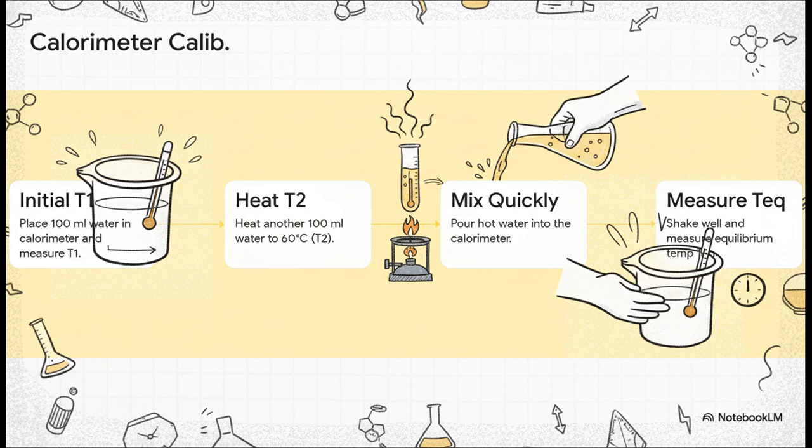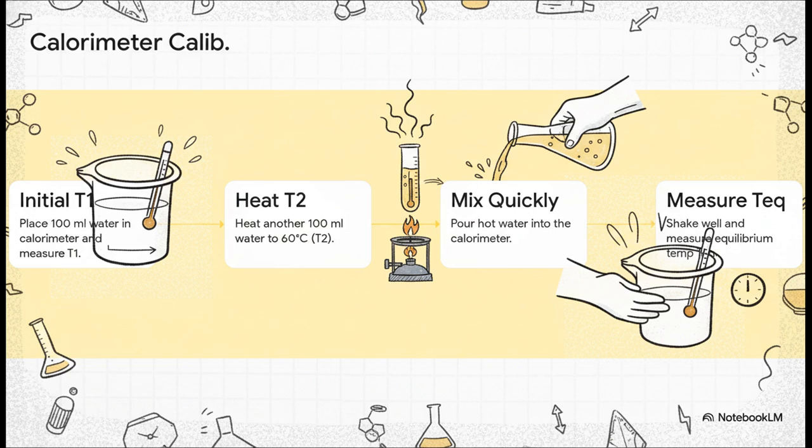Next, we heat a totally separate 100 milliliters of water to exactly 60 degrees Celsius. Then, we pour that hot water into the calorimeter. And speed is absolutely critical here. We have to move fast so we don't lose any heat to the surrounding air. Finally, we shake it up well and measure the equilibrium temperature.